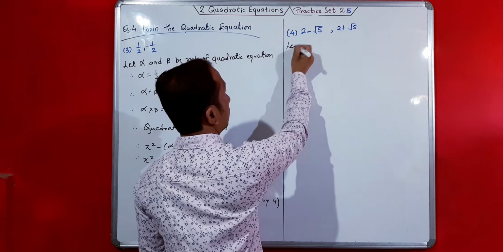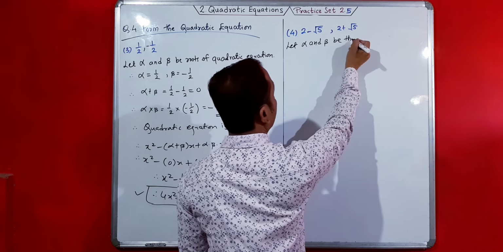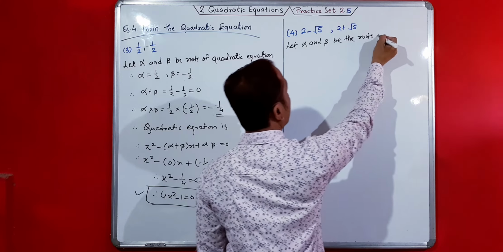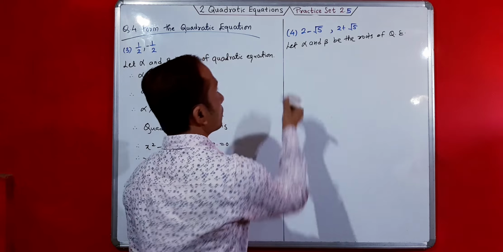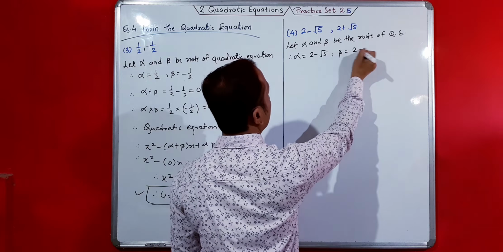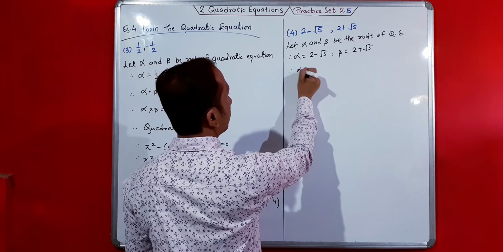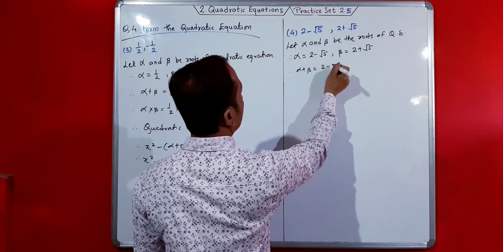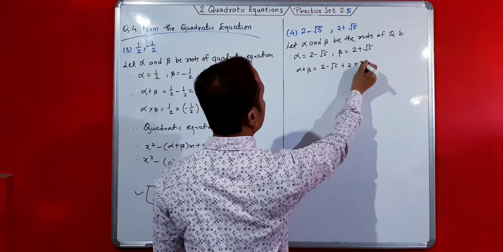Let alpha and beta be the roots of the quadratic equation. I'm writing in short, you write in full form. So alpha is equal to 2 minus root 5 and beta is equal to 2 plus root 5. After getting this, you have to find alpha plus beta. Therefore alpha plus beta is 2 minus root 5 plus 2 plus root 5. Minus root 5 plus root 5 get cancelled, so it is 4.